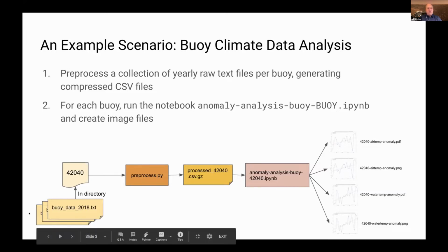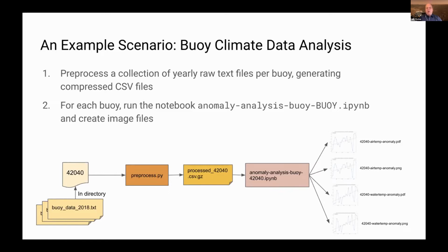And so these are all the files for that particular buoy, one per year. The first step is this preprocess.py. What it's doing is reading the files for a buoy and cleaning them up, because there are things like 2-digit versus 4-digit dates and weird ways of indicating missing data. So it cleans it all up, creates a big data frame for that buoy, and then saves it to a file as a compressed CSV file. So that's the first phase.